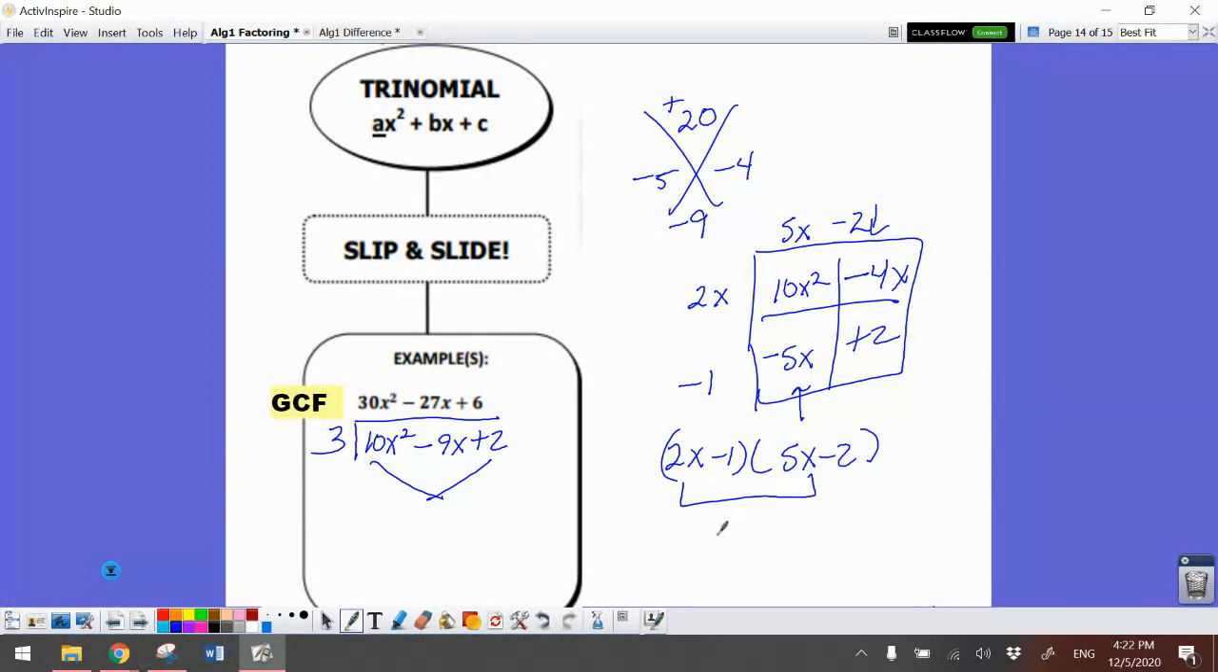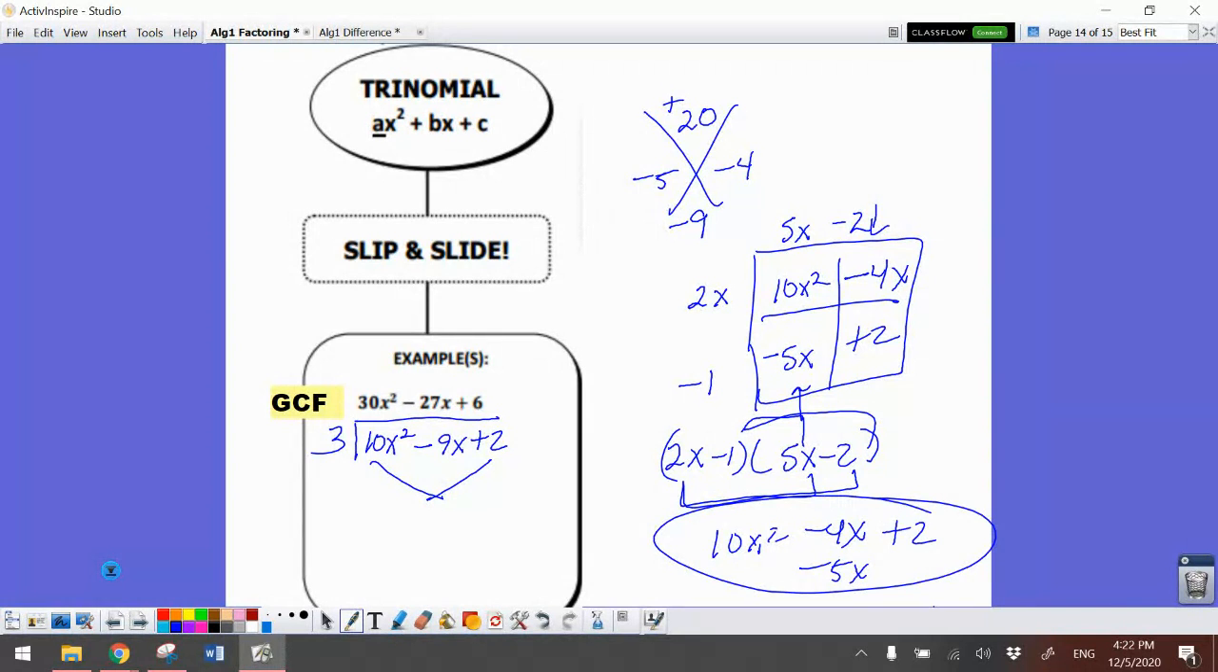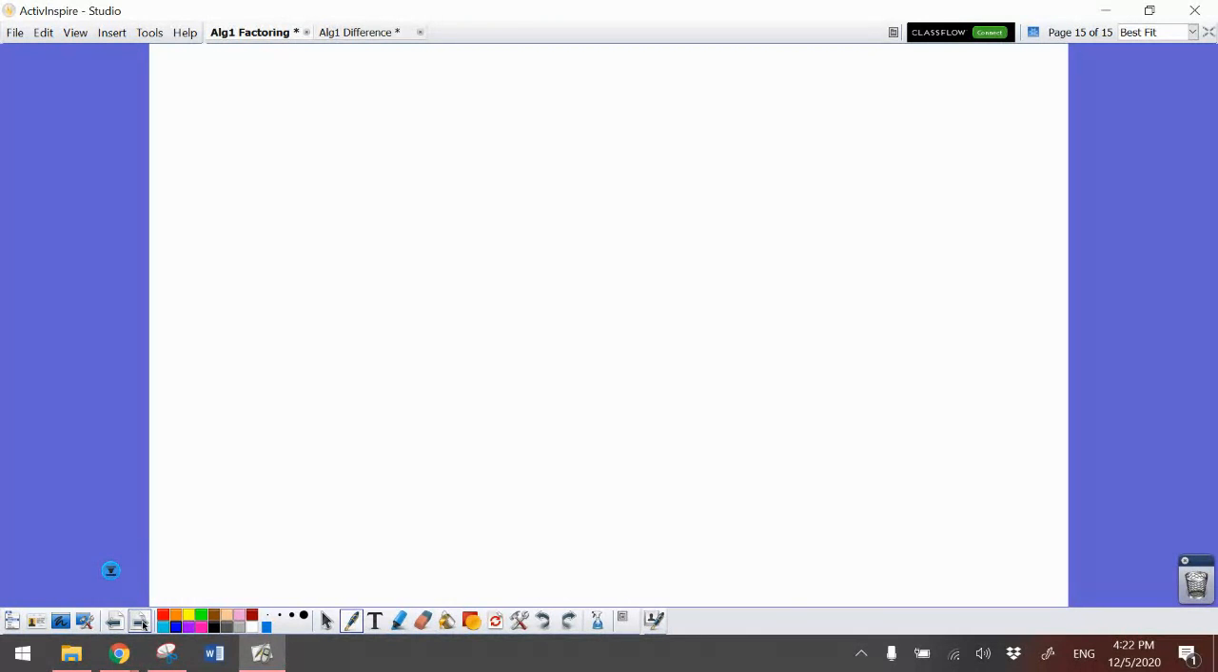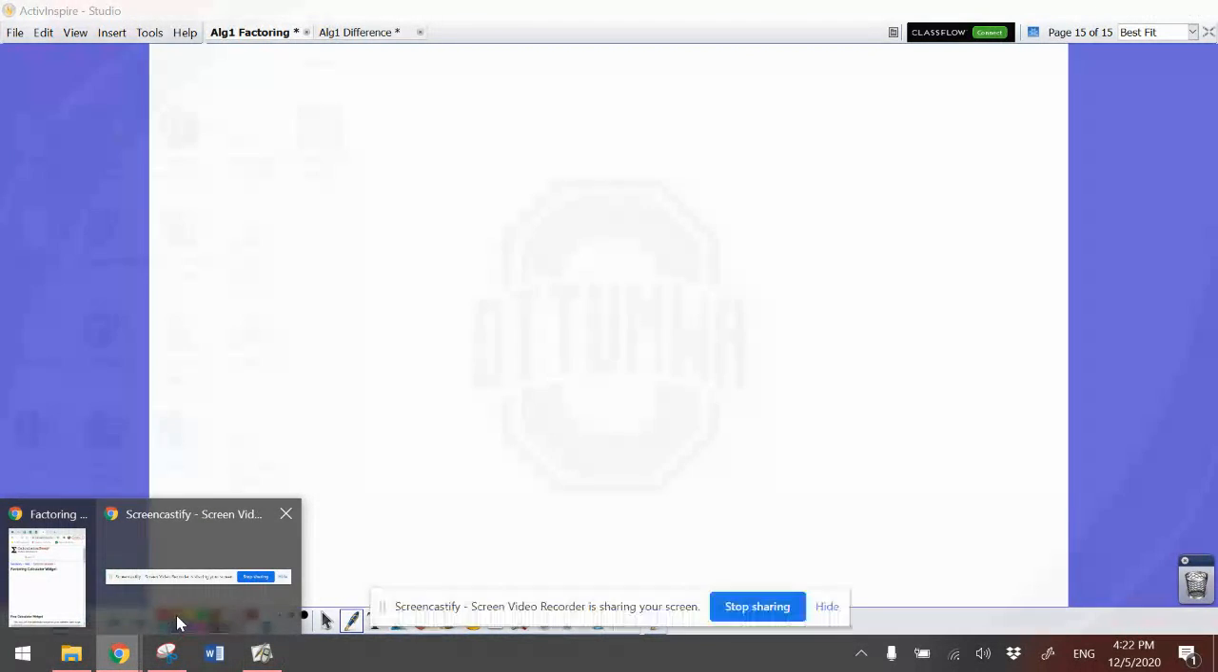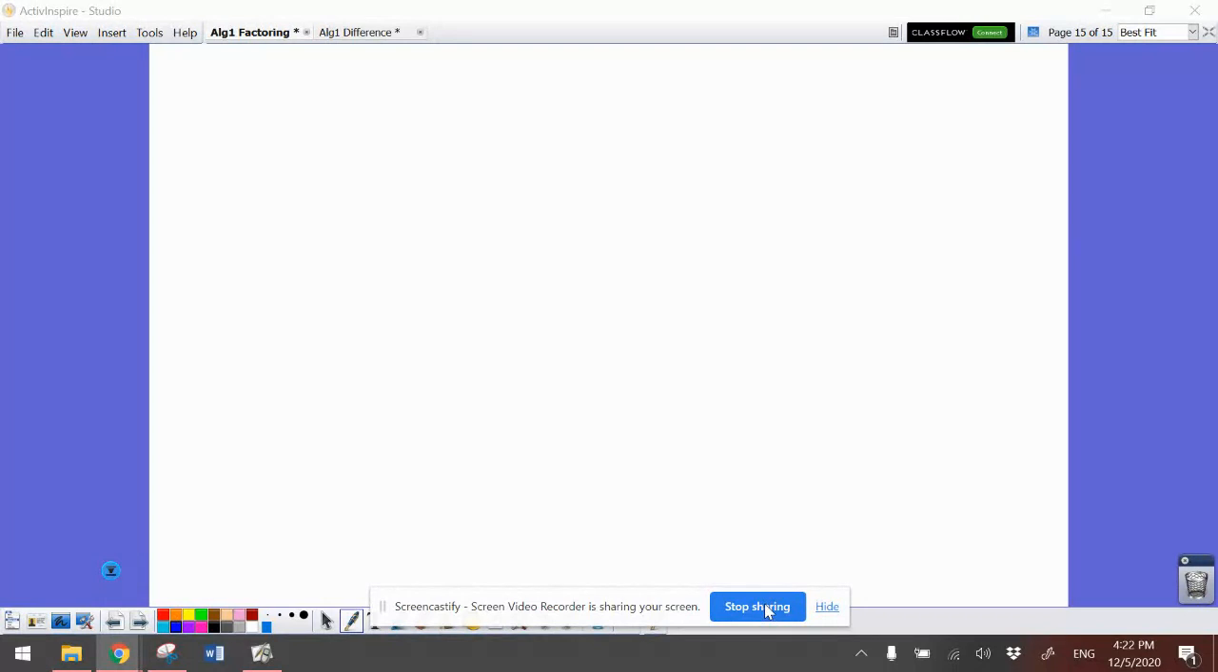Let's check ourselves. 10x squared, negative 4x, negative 5x, positive 2. So right there, I see that I'm going to come up with the right numbers. Okay, and the only thing I'm missing is my 3. That GCF has to drop to get my final answer. All right, so let's keep factoring today. See if you can get it figured out. Get a hold of us if you're struggling, because this is a very important concept.